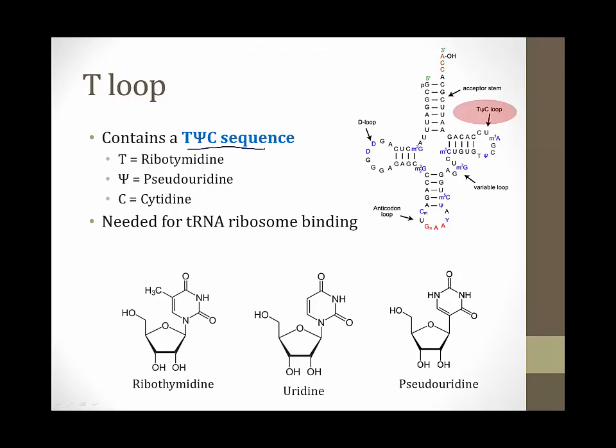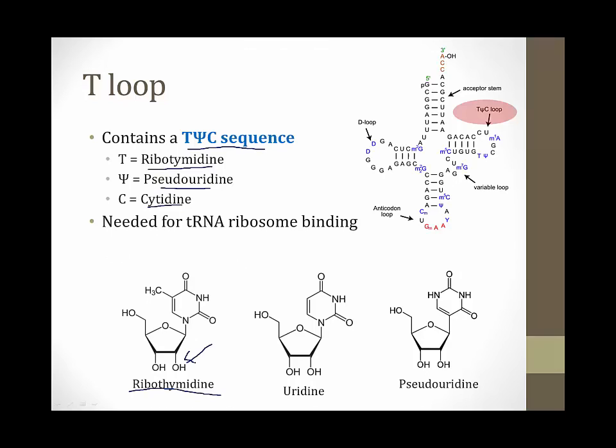The T-Psi-C stands for ribothymidine, that's the T, the Psi is pseudouridine, and the C is cytidine. If you look at the bottom left side of the screen, this is the chemical structure of ribothymidine. Thymidine is not normally found in RNA. It's normally found only in DNA. And thymidine normally exists as a deoxyribonucleic acid, meaning it is missing this hydroxyl group.